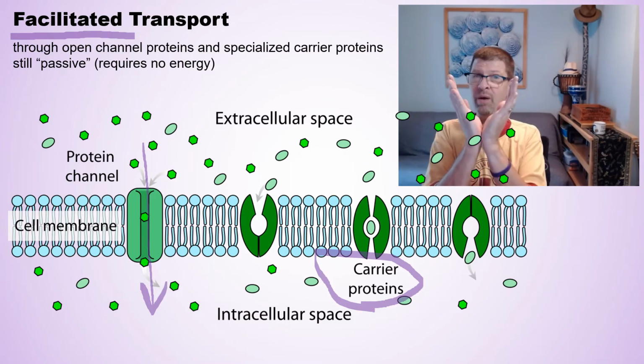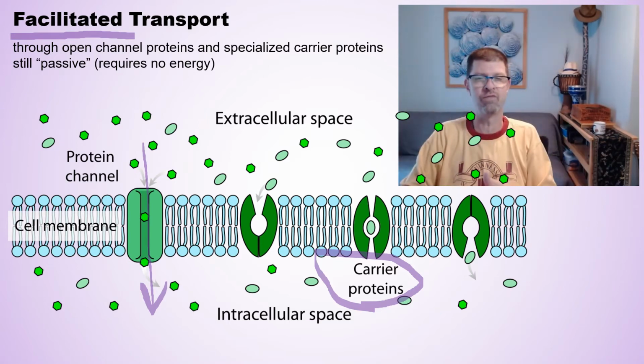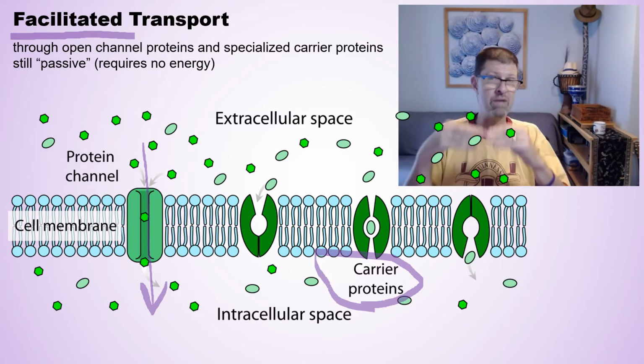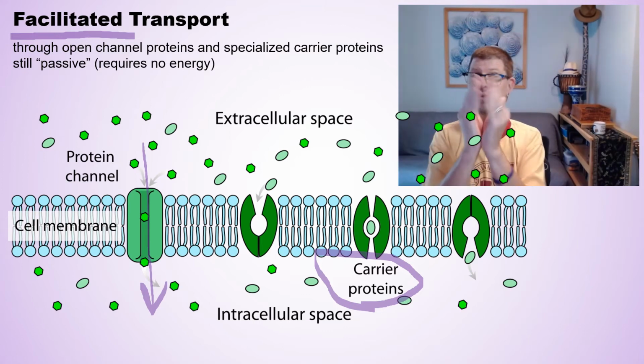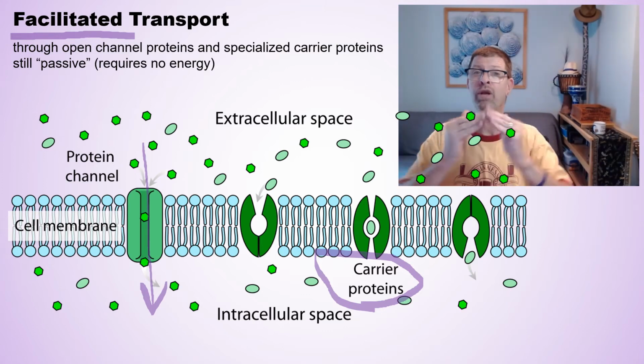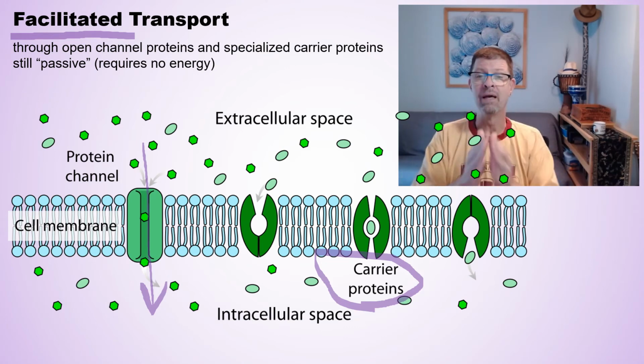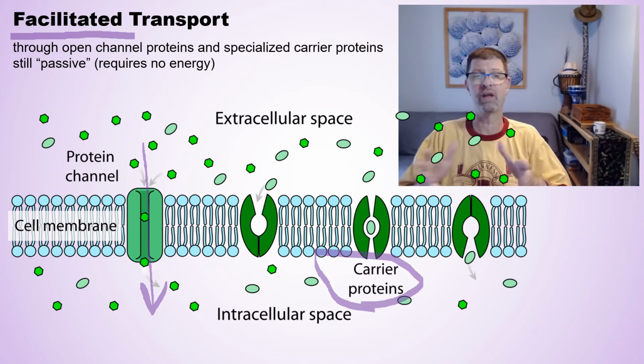So it's closed down here, but open up here. And then when something enters it, it will close here and open here. So the door is letting things through, but it's not just letting them flow through. It's changing its shape in order to do this, but that does not require ATP. So this is still considered passive transport. So facilitated transport is a special kind of passive transport.